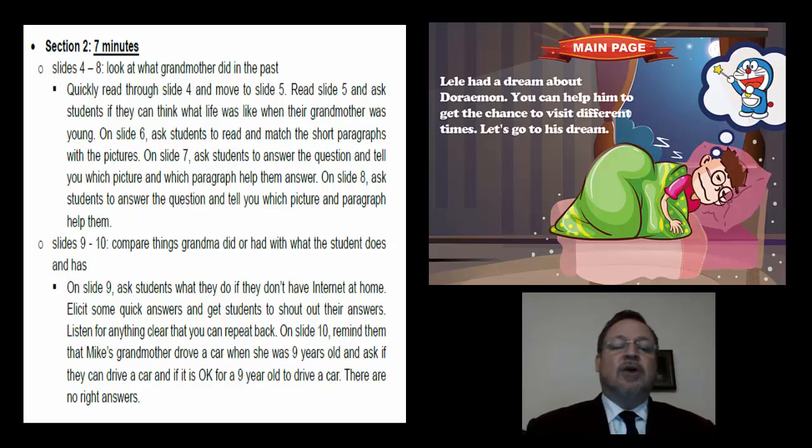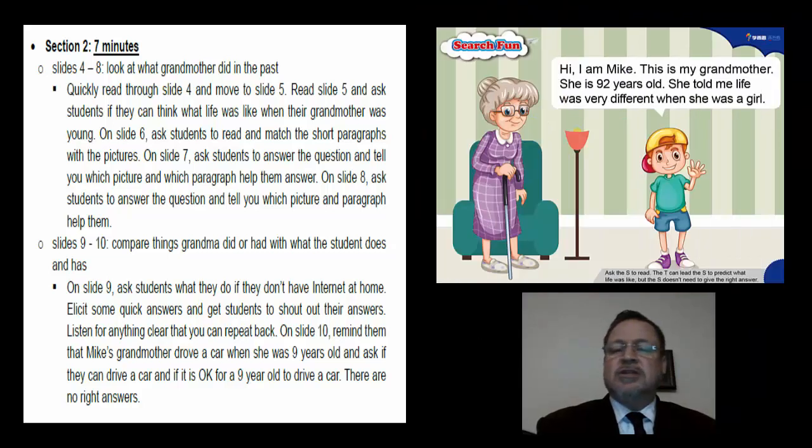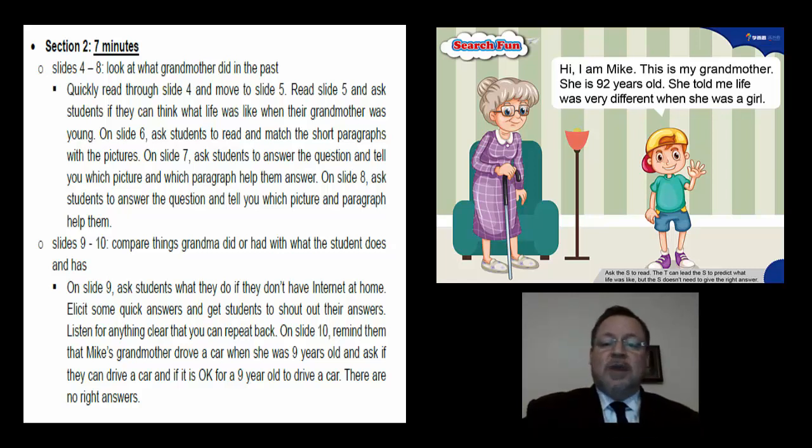Okay, so for instance, on slides 4 through 8, they are going to take a look at what grandmother did in the past. Okay, so what you'll do is you'll quickly read through slide 4 and move to slide 5, because slide 4 is just the introduction to the section. And then read slide 5 and ask students if they can think what life was like when their grandmother was young. So what you're trying to do is make the lesson relatable for the students. This is very important to give them something they can relate to.